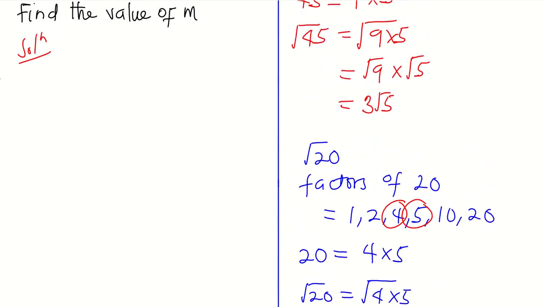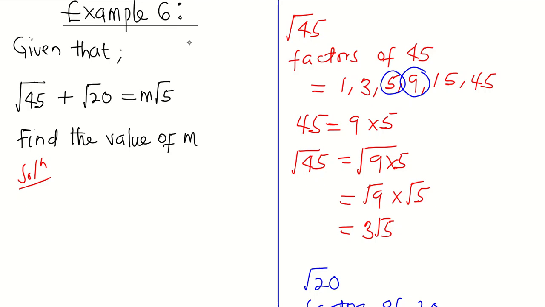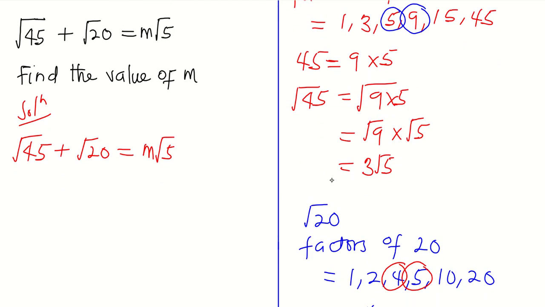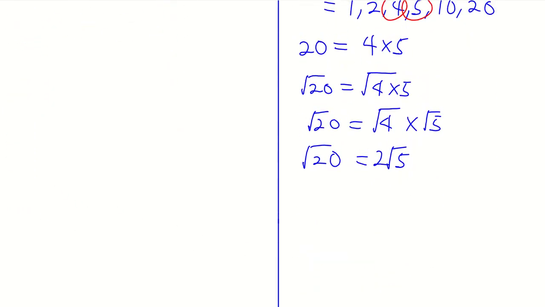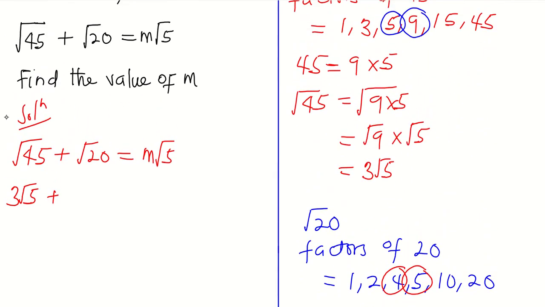And when that happens, our original question's solution now becomes: square root of 45 plus square root of 20 should be equal to m square root of 5. Now we all know that square root of 45, its reduced form was 3 square root of 5. So we do substitution and we have 3 square root of 5 plus, now the square root of 20, we had an answer of 2 square root of 5. So we do that quick substitution, 2 square root of 5, which is equal to m square root of 5.